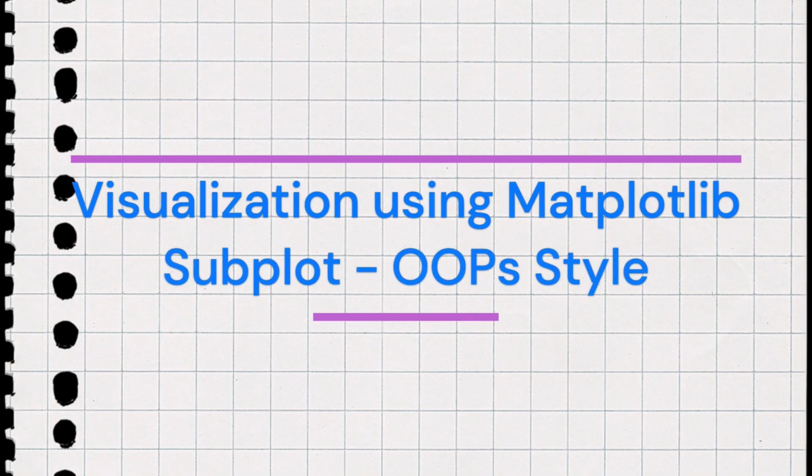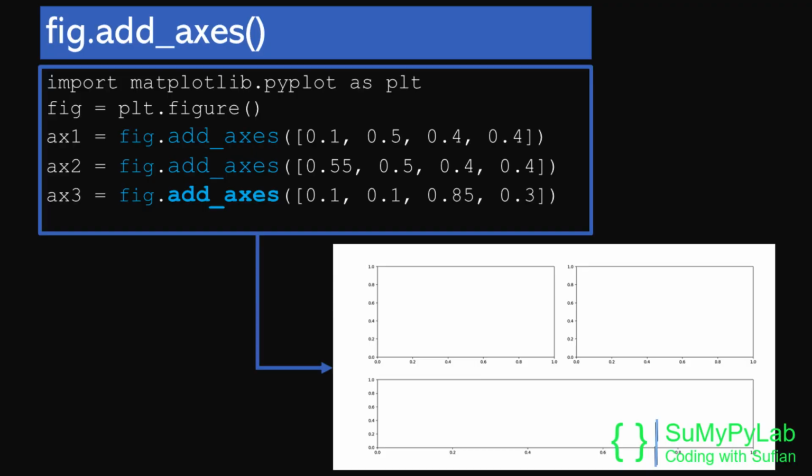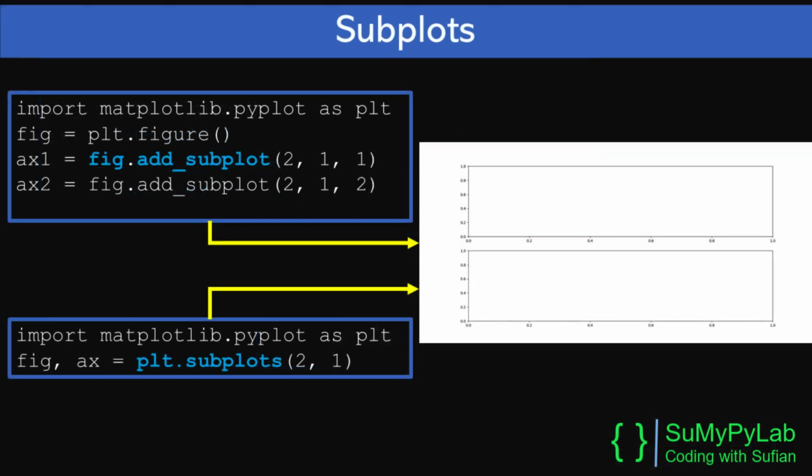Data visualization using Matplotlib, subplotting, OOPS style. In our previous lesson we have learned how to add one or more axes objects to a figure object using the add_axes method of the figure object. In this lesson we will learn how to add multiple axes objects to the figure object in two different ways.